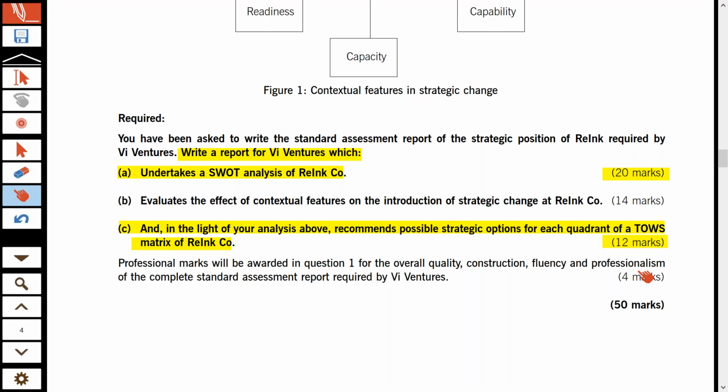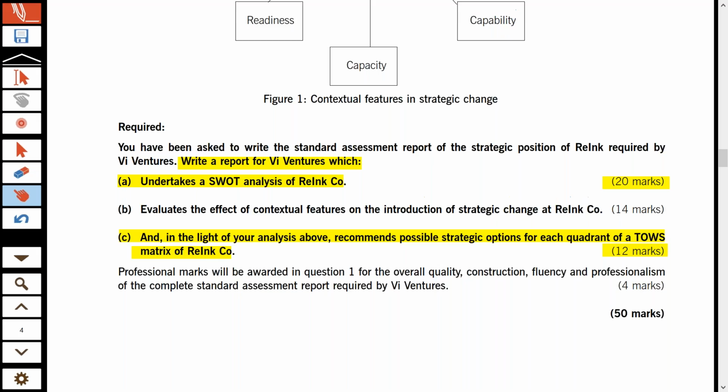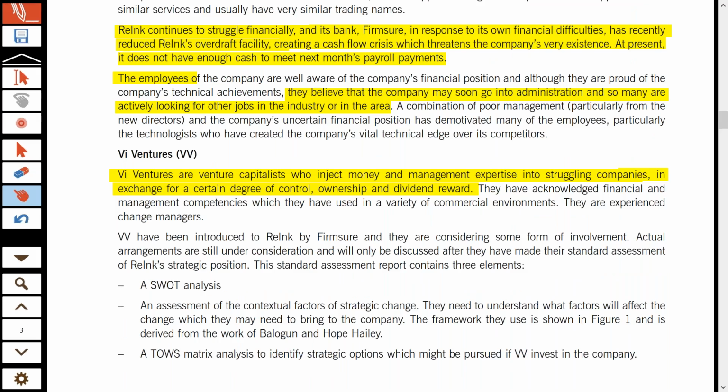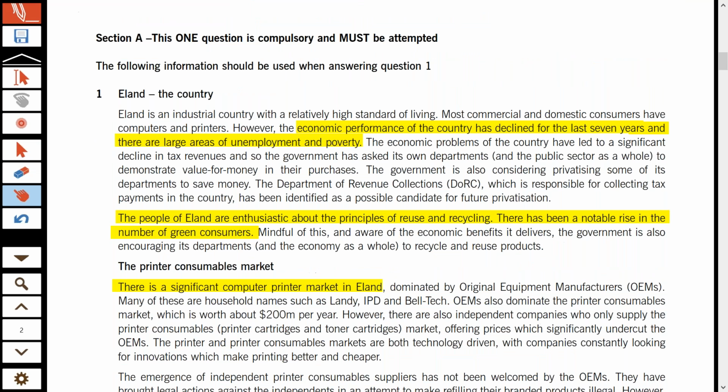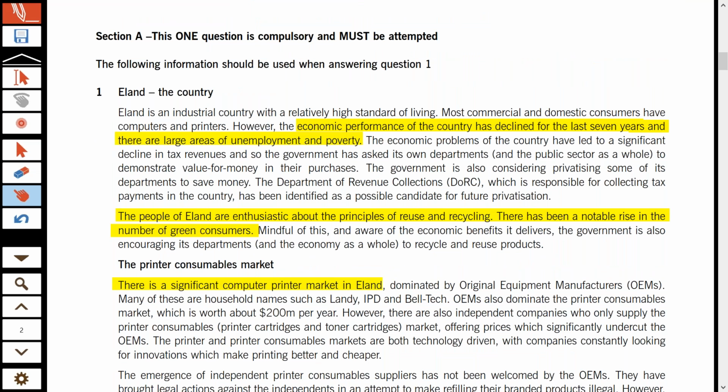So now when we know the requirements, now I can read the case study and keep my eyes open for any kind of strength, any kind of weakness, opportunities, and threats. Okay, just give me 1 second, please. I just warm up my throat.